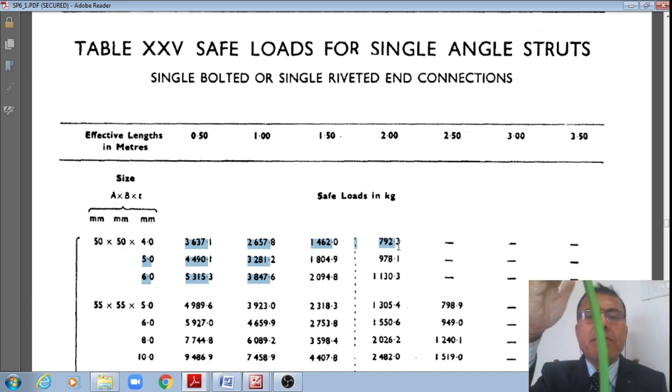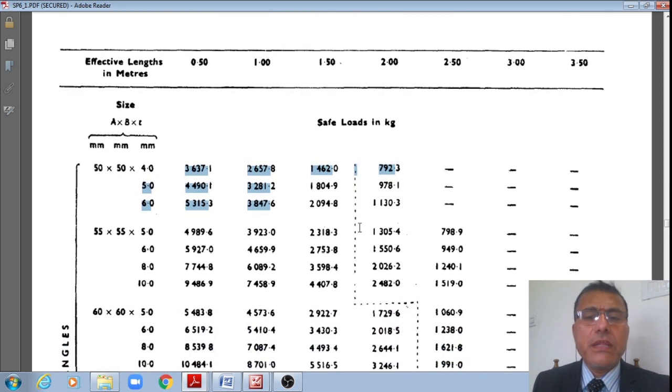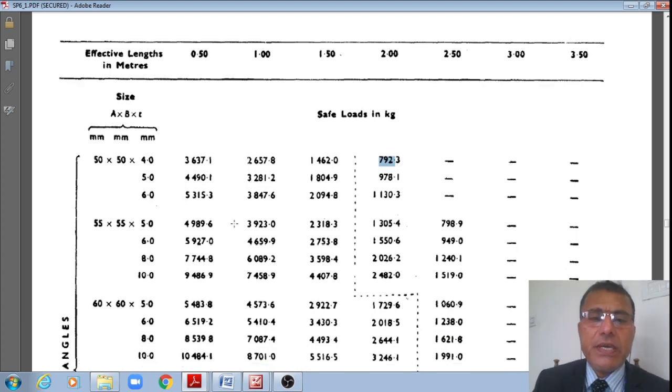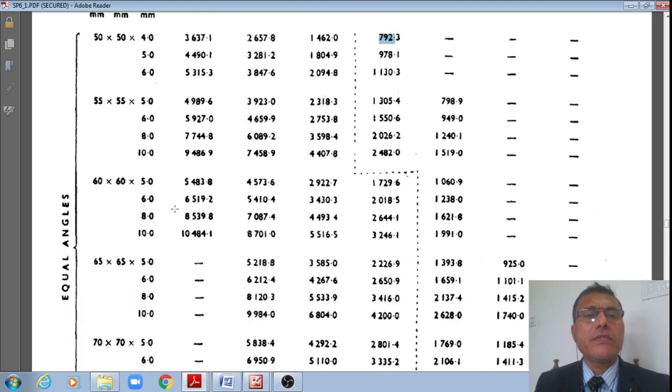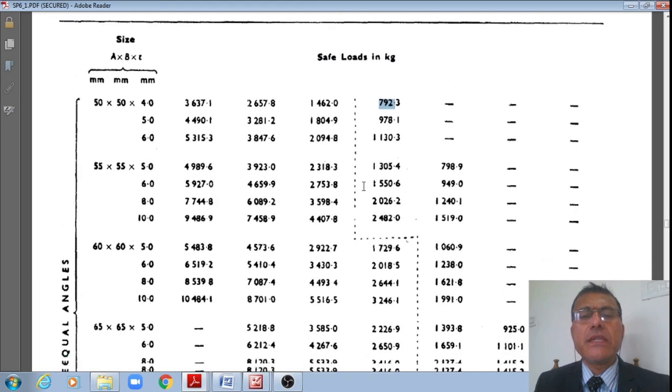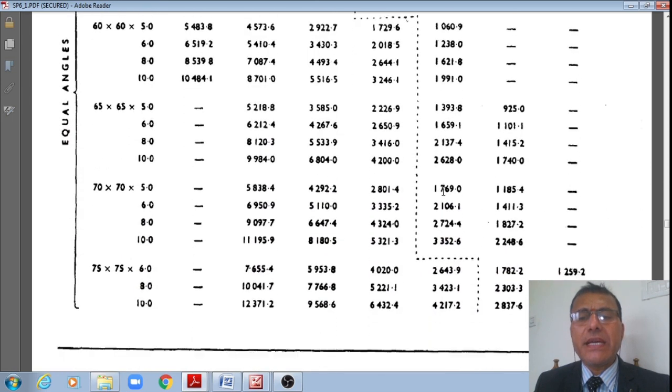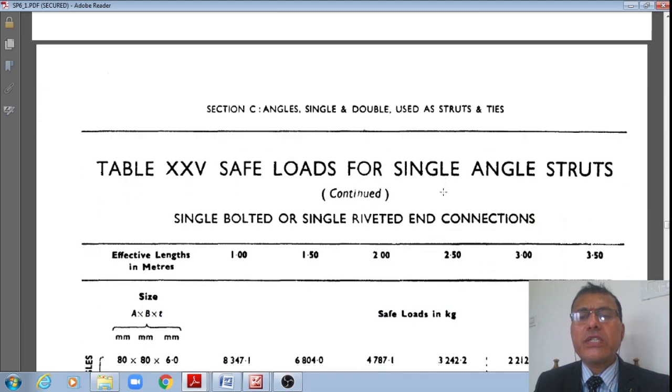This is obviously because the more the length, the more the buckling of the column, therefore more effective length means less load carrying capacity. Euler's buckling concept, we already studied that in strength of materials, Euler's buckling theory. That is how for different angles. Whereas this dotted line indicates that you should be using them cautiously.